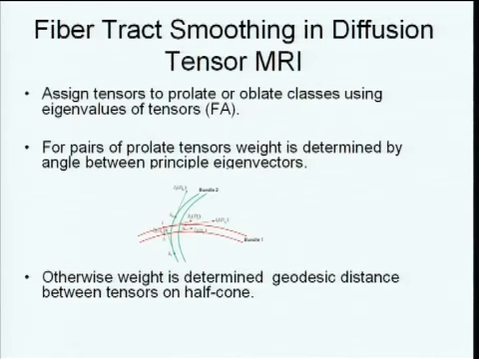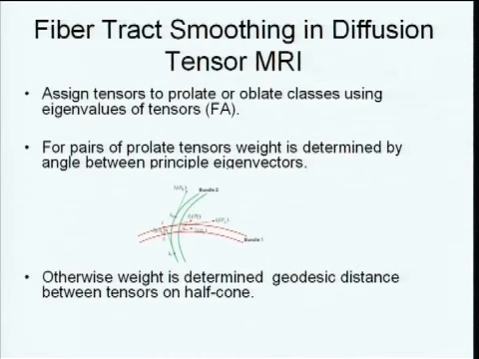In tensor MRI, diffusion tensor MRI, what we have is a tensor that characterizes the direction of water flow at a location in a volume, and what we want to do is to try to smooth such images so as to encourage fiber tracts, that is to say pathways from one image location to another.